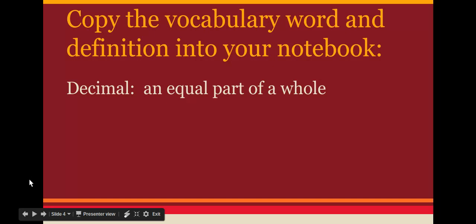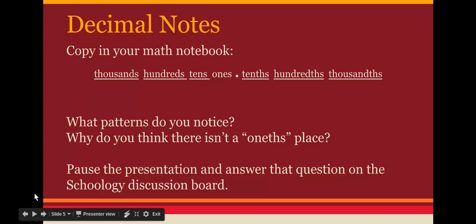Underneath the learning target, copy the vocabulary word and definition into your notebook. The vocabulary word is decimal. A decimal is simply an equal part of a whole, like a fraction, but written differently. Underneath that vocabulary word, there are some other notes here.